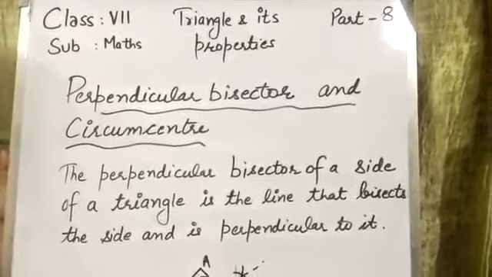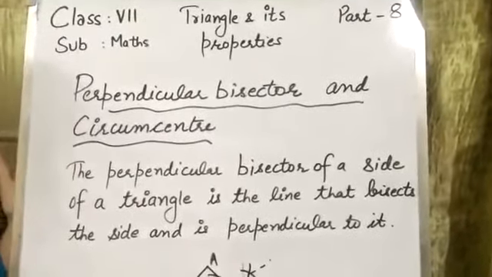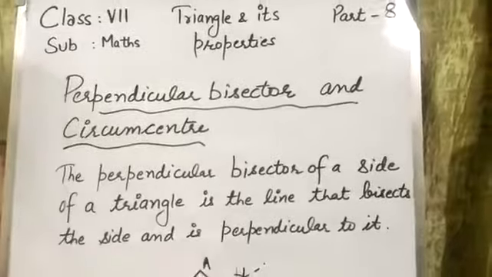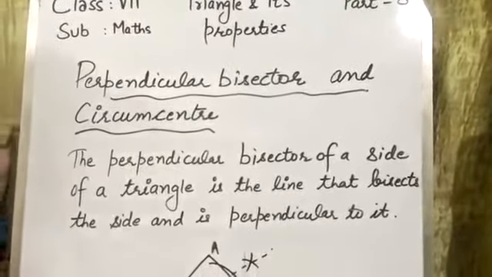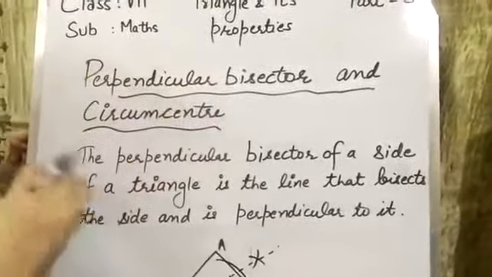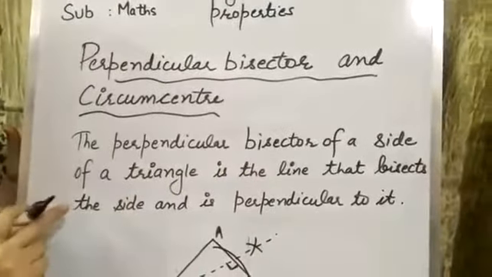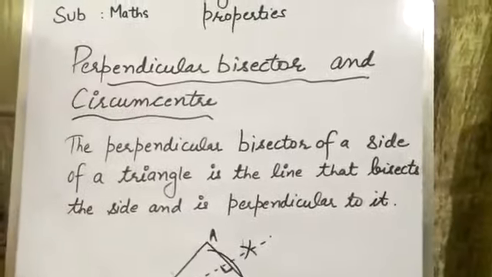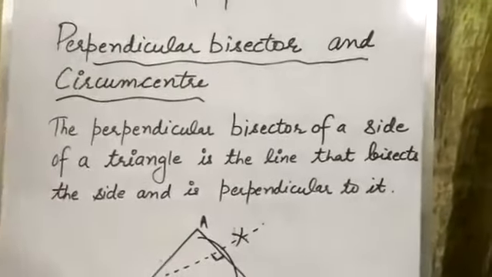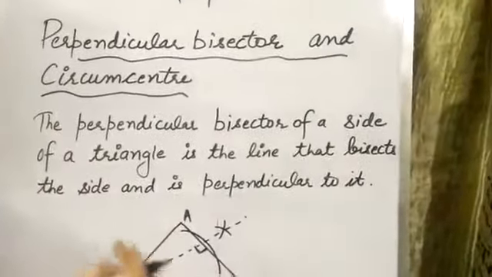Today we are going to recall the concept of perpendicular bisector which we have done in class 6 and the new concept that is circumcenter. What is a perpendicular bisector? The perpendicular bisector of a side of a triangle is the line that bisects the side and is perpendicular to that line.